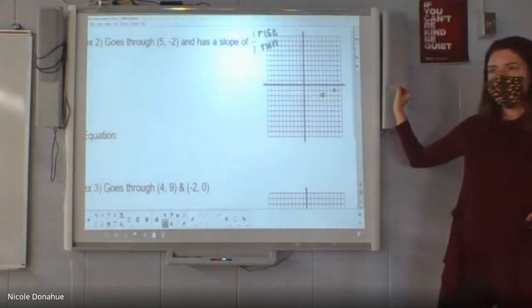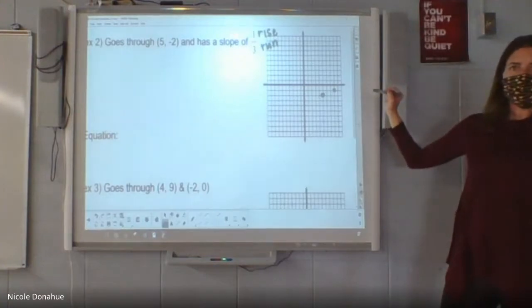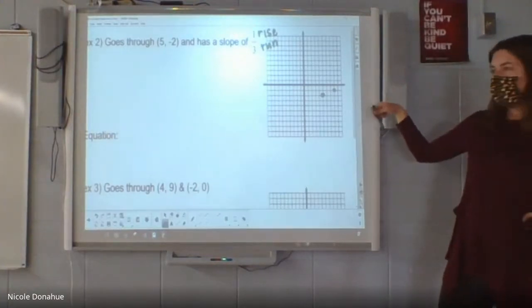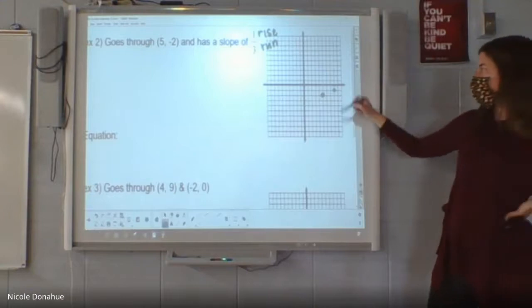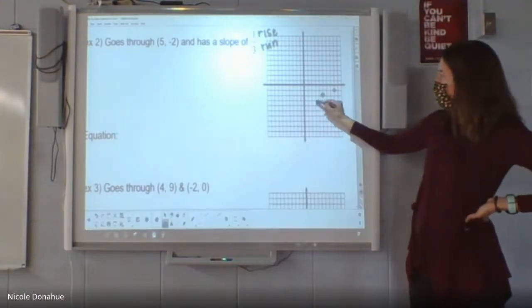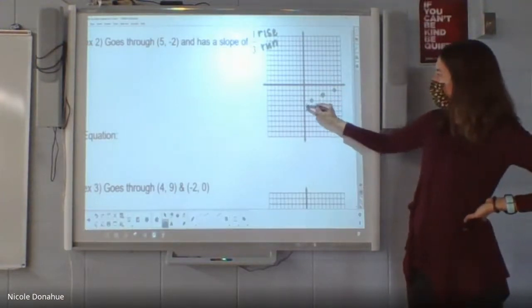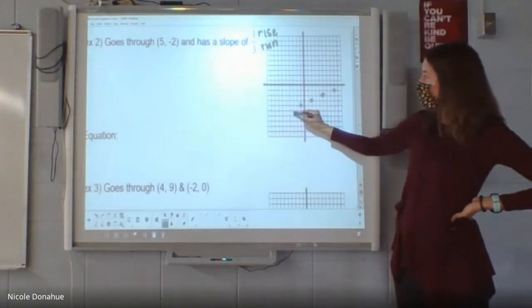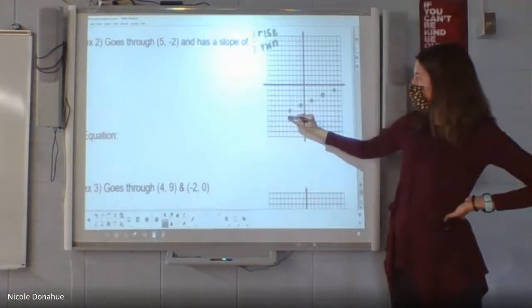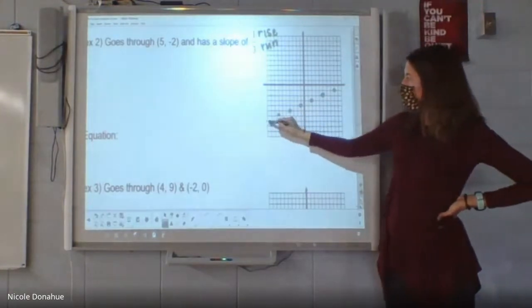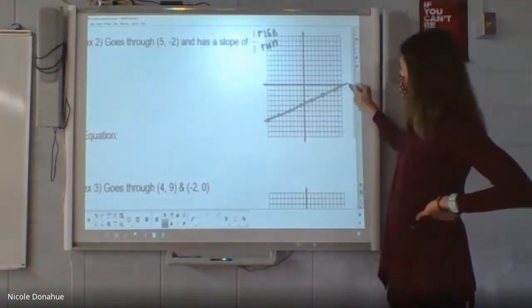I'm going to run out of space, so what should I do instead? Bella's pointing. Down 1, back 3. Down 1, back 3. So here's our line.